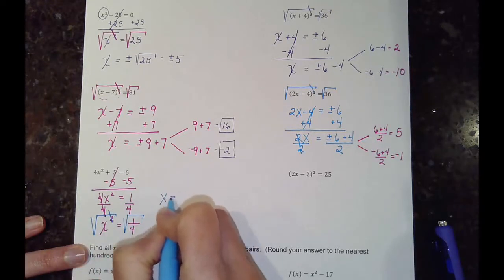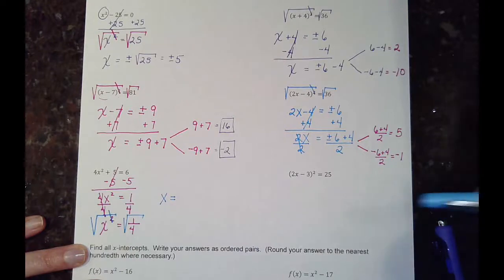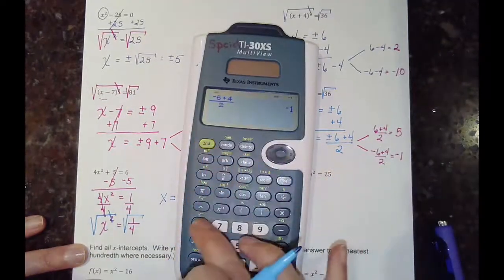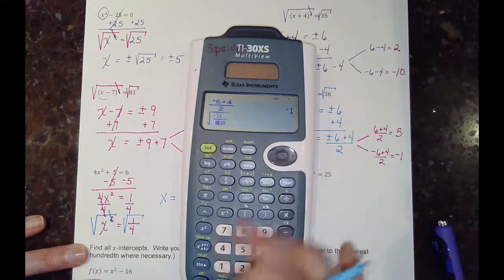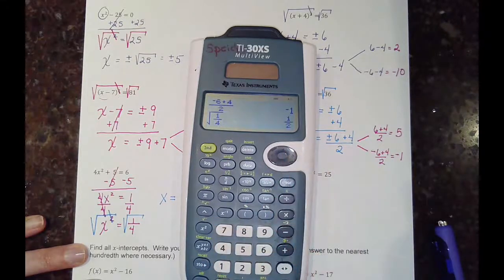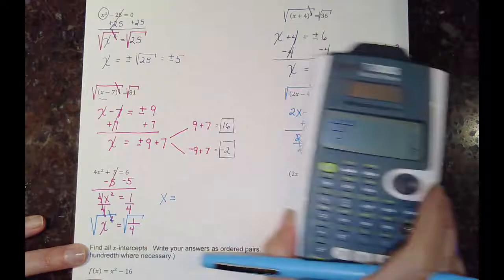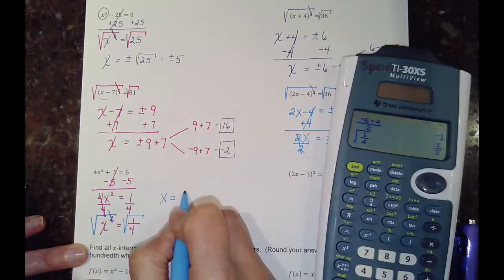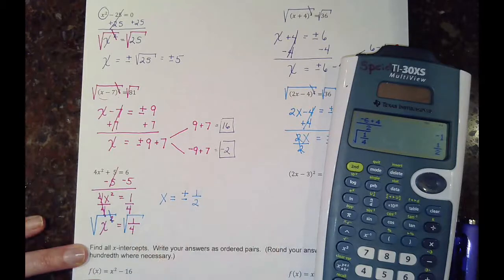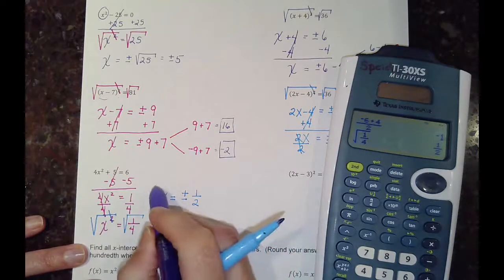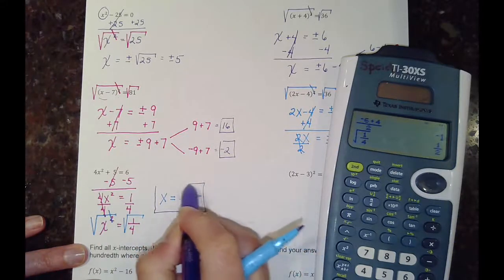And if you want, you can just take the square root of the fraction 1 over 4. You could do that on your calculator if you wanted. It's 1/2. So the answer then is plus or minus 1/2. Don't forget that there's two answers, right? You got to remember the plus and minus that goes in front of this square root symbol.